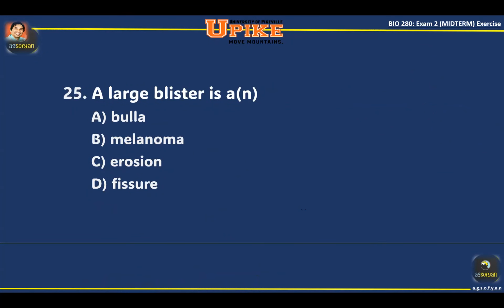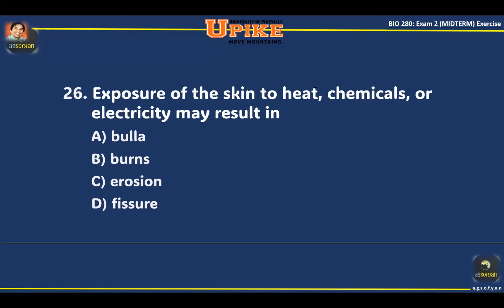A large blister is a blister in the skin. If it is very large, it's called bulla. Bulla is a large blister in the skin or on the skin. Exposure of skin to heat, chemicals like acid, for example, or electricity might result in bulla, burns, erosion, or fissure. Of course, it can cause what we call skin burns. Okay, so burns.